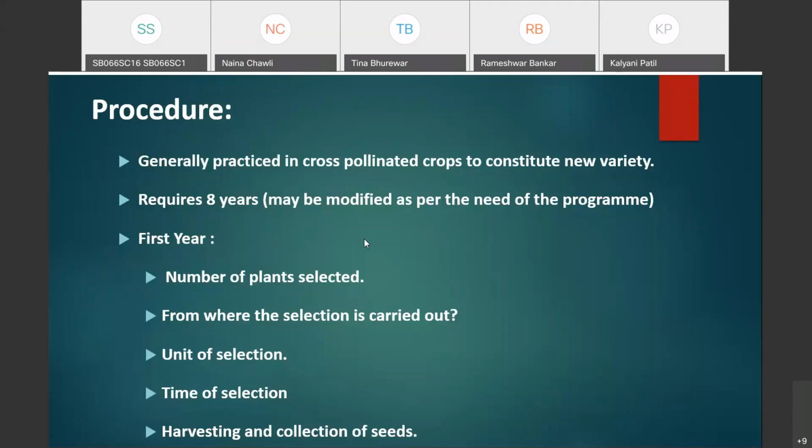I am repeating this one. A large number of phenotypically similar plants are selected. These are harvested. These are threshed. Their seeds are collected and composited. These are preserved to raise the crop in the next season.